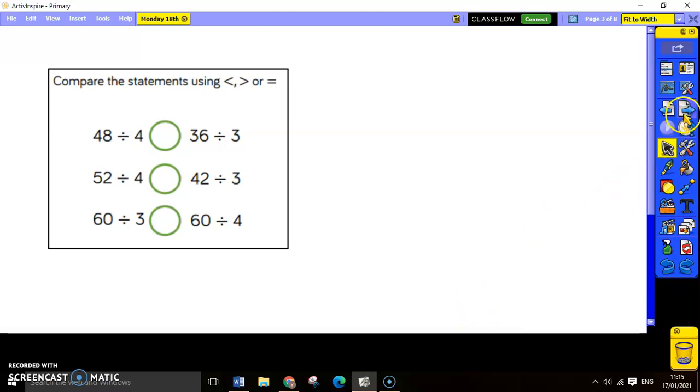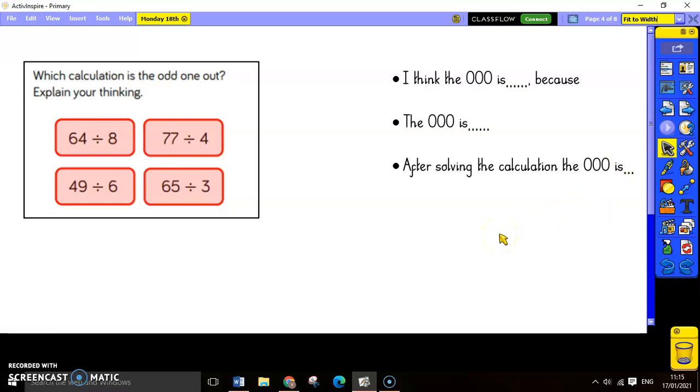So don't forget to go back and have a look and mark your own answers, or get your family members to do it for you. So here's our problem number 2, okay? And this says, which calculation is the odd one out?